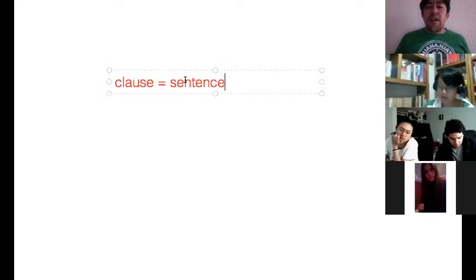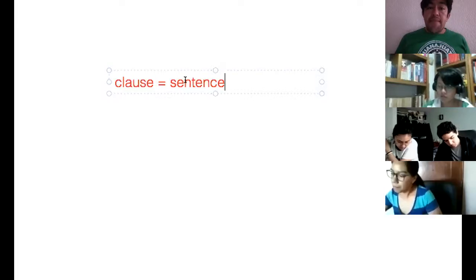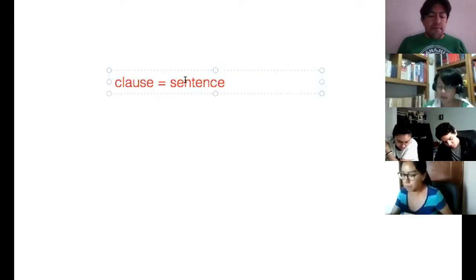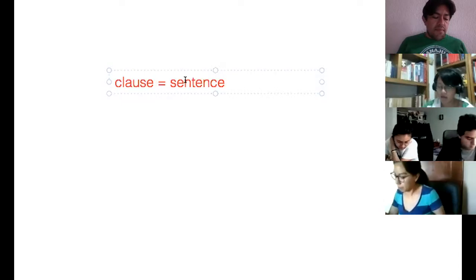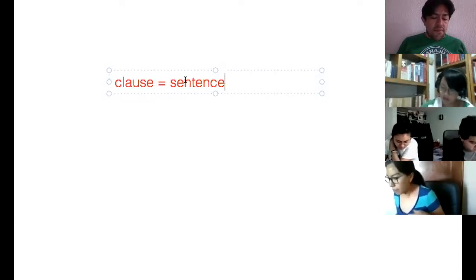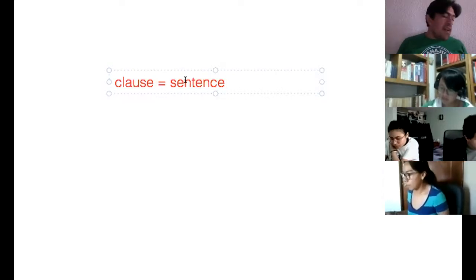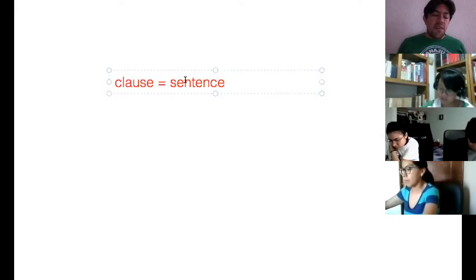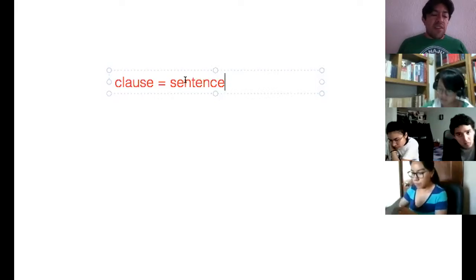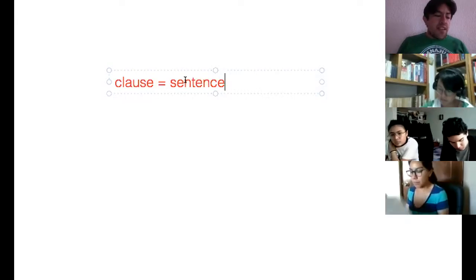Why are clauses related? Why do we have relative clauses? Anybody? Because both sentences have information that is related to each other. Yes, they are related. They have information, one from the other. Yes, they are somehow related. That's pretty good. That's the idea.